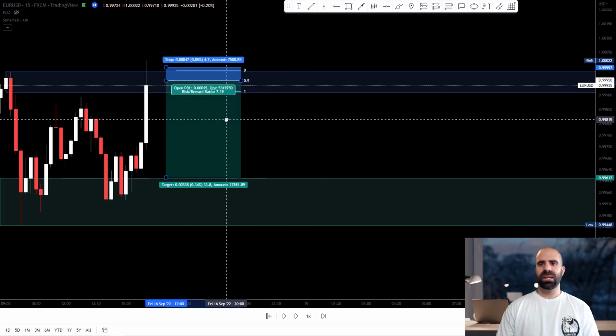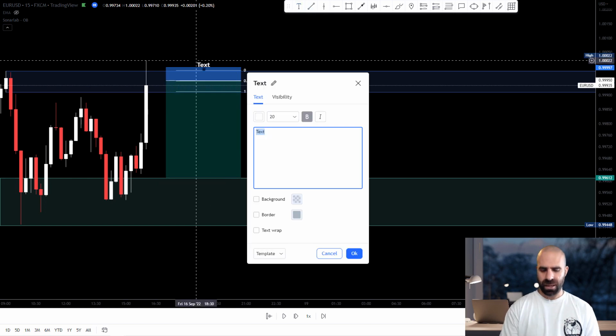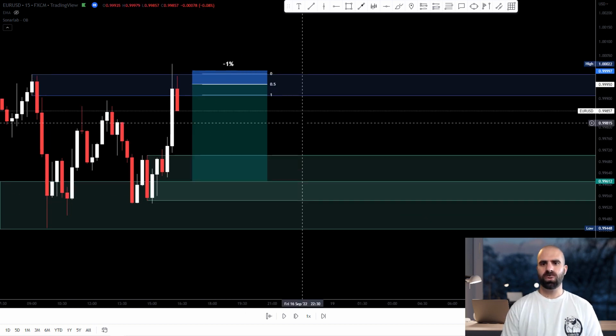And instantly we see this is a loss. I'm going to be noting that down with -1. Okay, -1%. So this is a loss and we move forward.